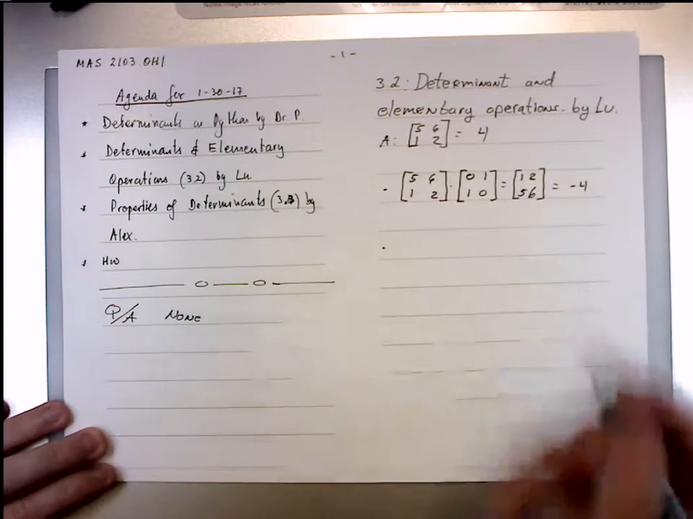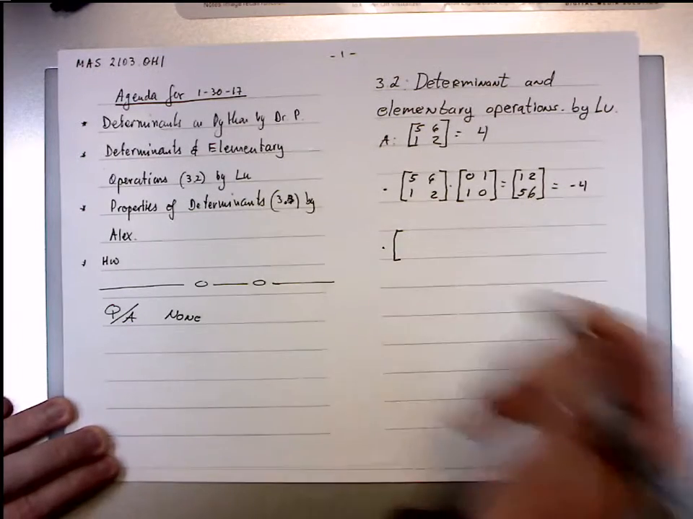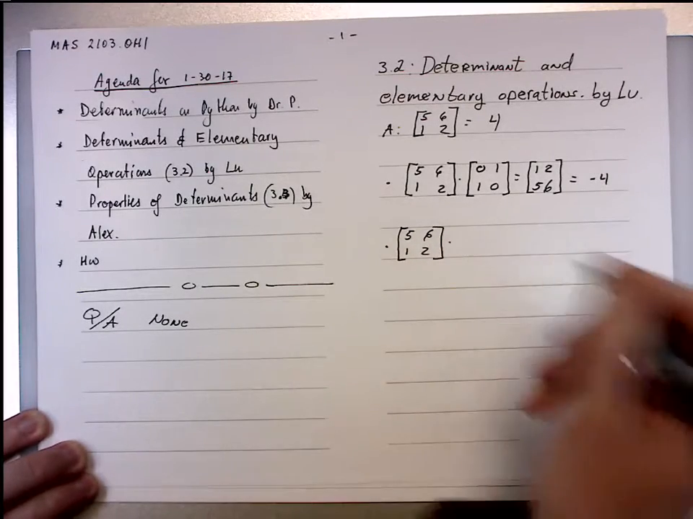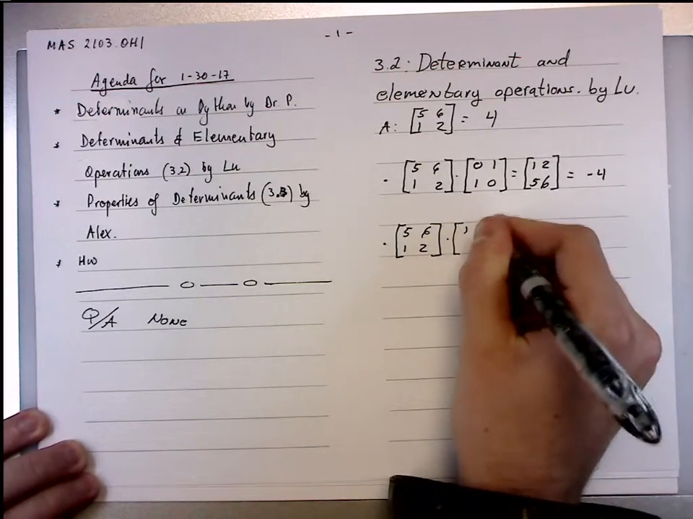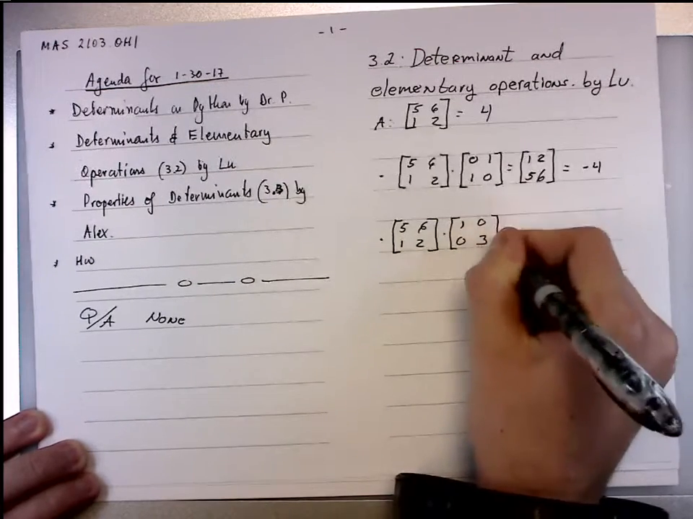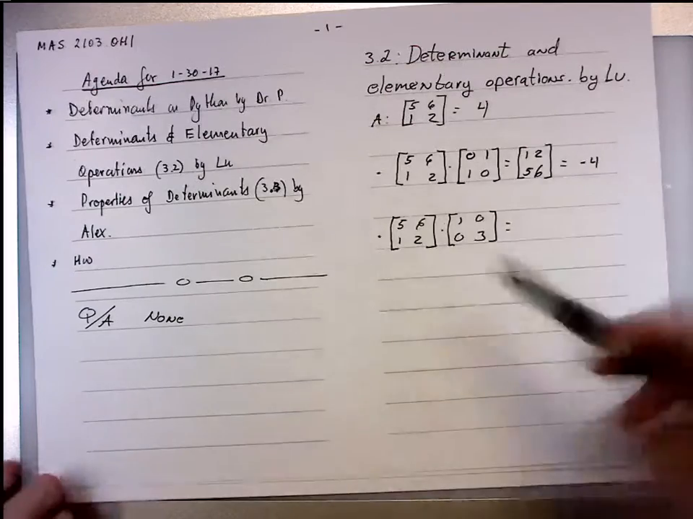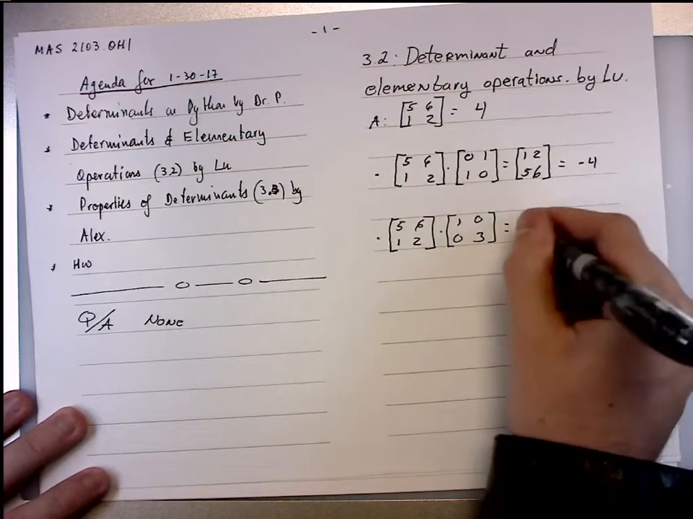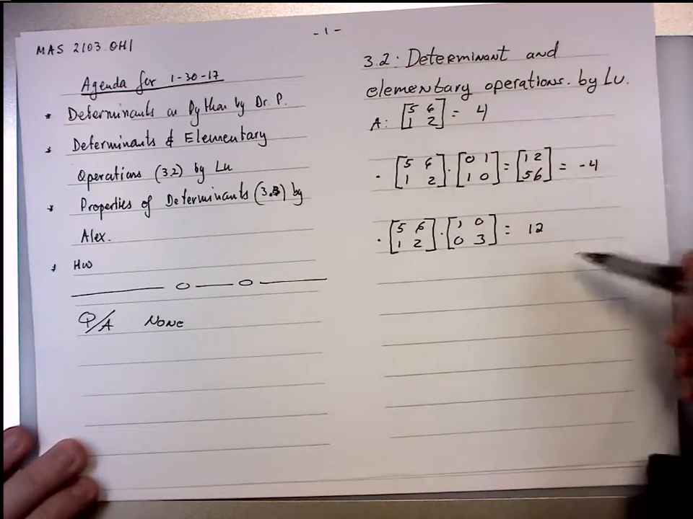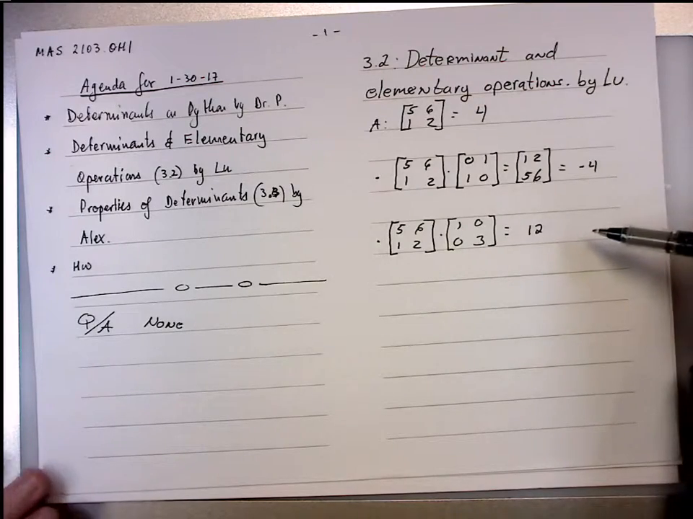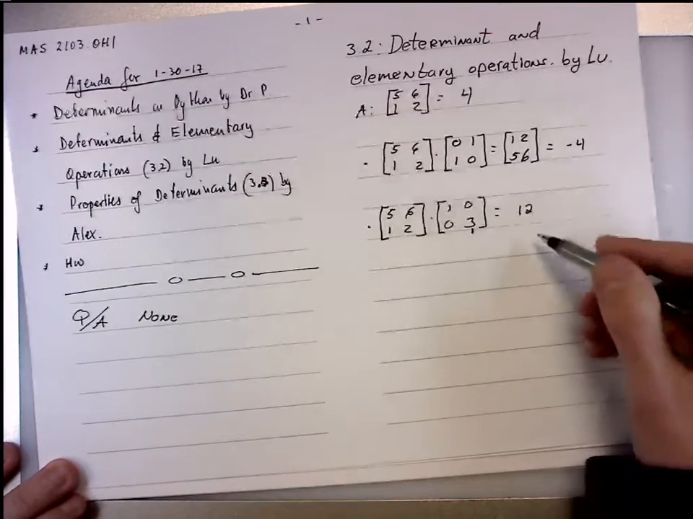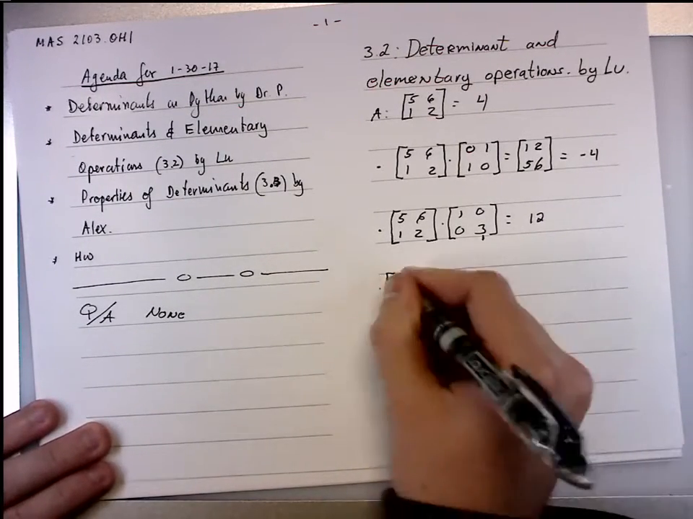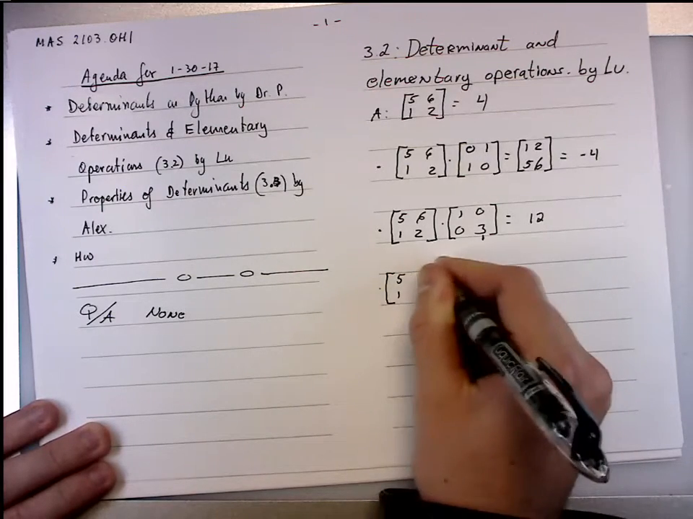Now for the second one, let's do another elementary operation. We have our matrix A, and we're going to multiply it by 1, 0, 0, 3. All I'm doing is multiplying the second row by 3. Easy. So our determinant now is going to be 12. That's a big jump from 4 to 12, but as you can see, I multiplied by 3, so the determinant was multiplied by 3.